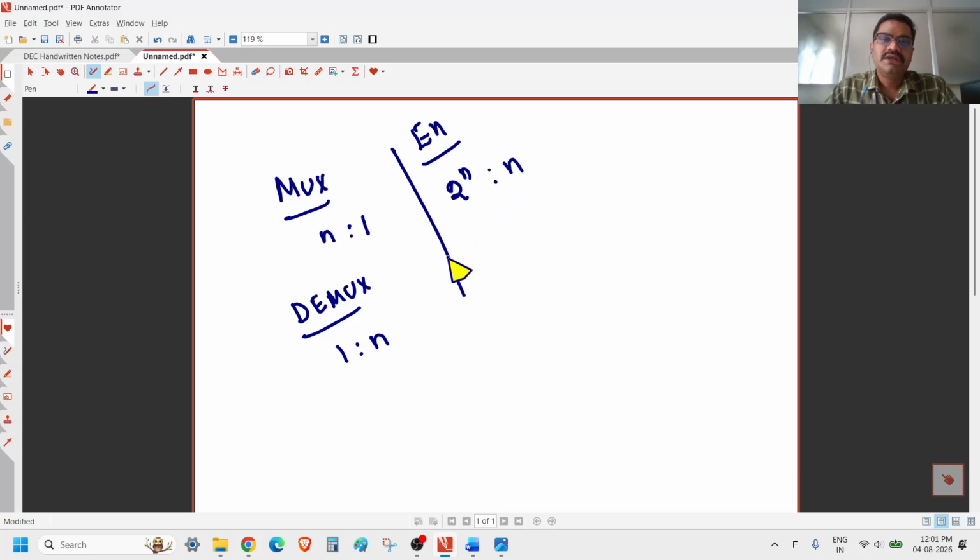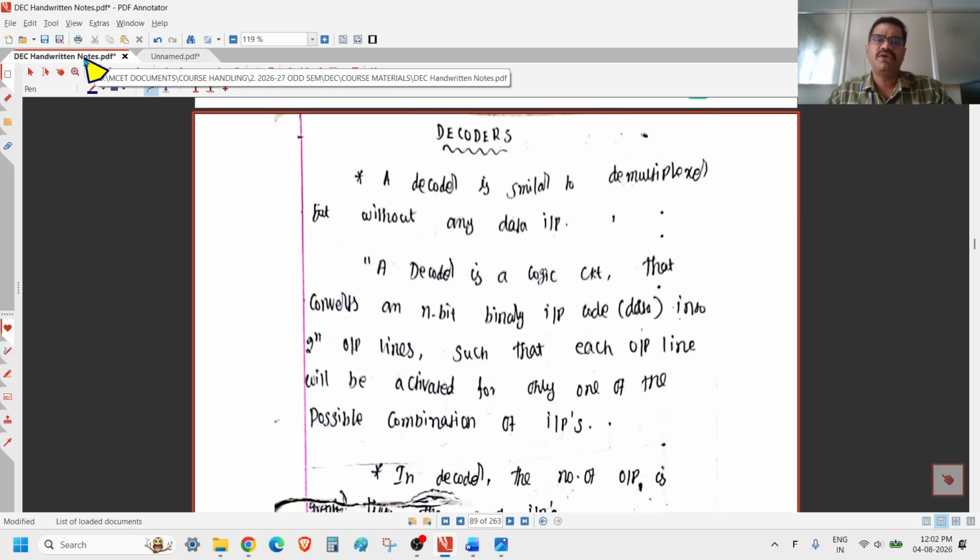Likewise, like the demultiplexer, the decoder concept will be there. Demultiplexer means one into many, so likewise decoder means few into many, that is n is to 2 power n. If it is n is to 1, that is called multiplexer, and 1 is to n is called demultiplexer, and 2 power n is to n is called encoder, and n is to 2 power n is called decoder. These are the basic things before entering our topic.